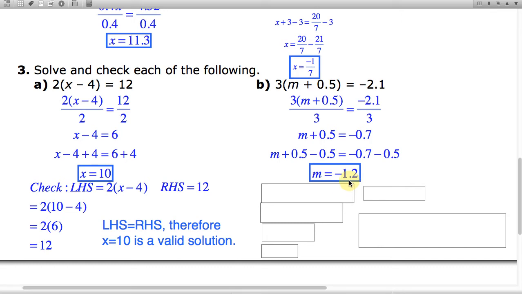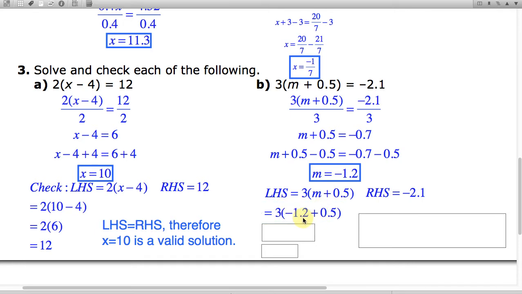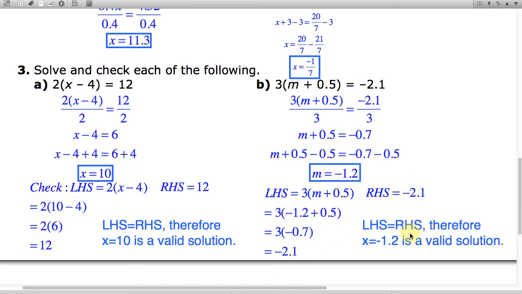Now to check, we start with the original left-hand side and right-hand side. We replace m with negative 1.2. We calculate, and we find that the left-hand side is equal to negative 2.1, just like the right-hand side. So since we know the two sides are equal, we know that m equals, sorry, that was supposed to be an m here, m equals negative 1.2 is a valid solution.